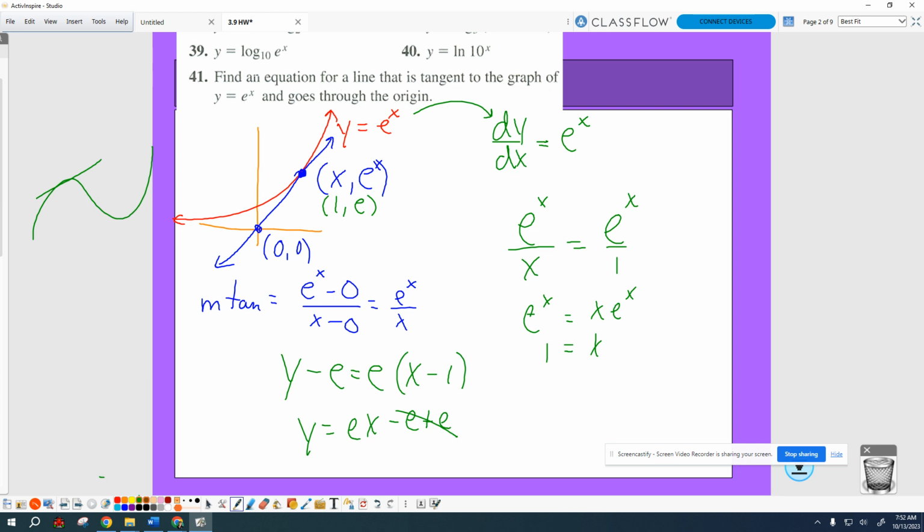Would the y value always be e to the x in this scenario, even if it didn't go through the origin? Right, yeah. Okay, just making sure. And they made the problem much more simple by saying it goes through 0, 0, because plugging in zeros for things is nice.